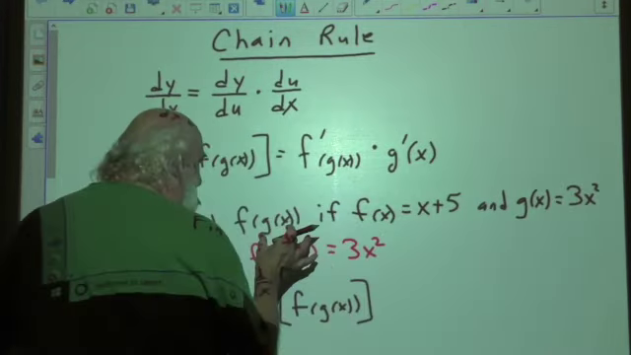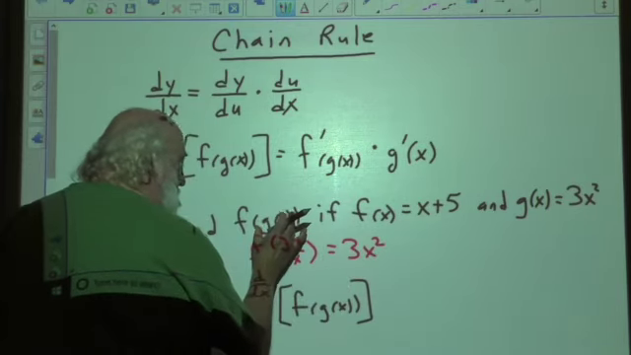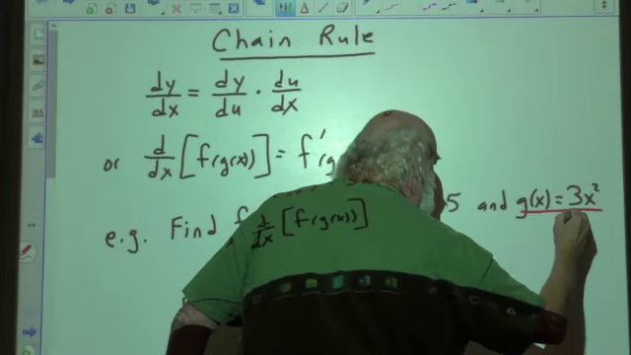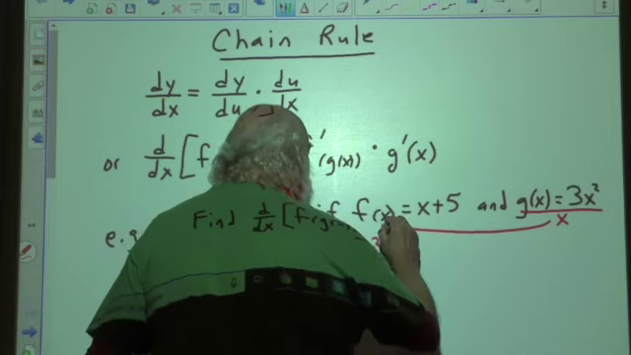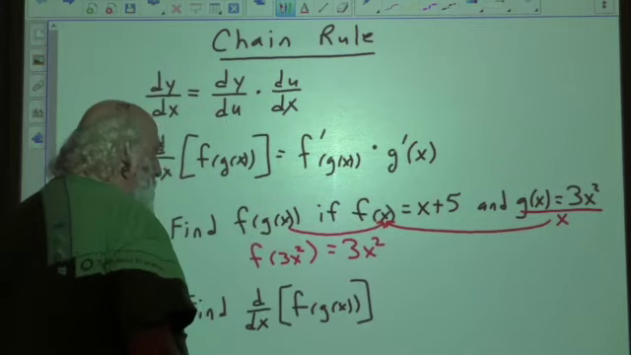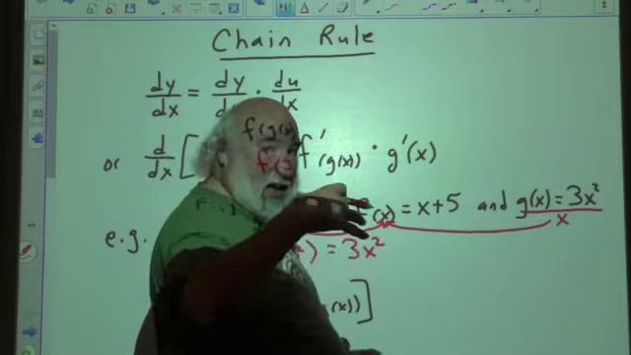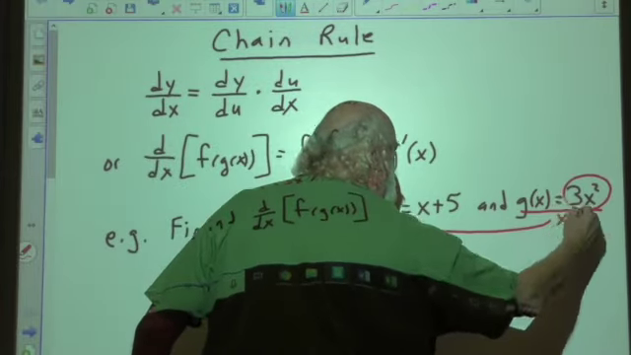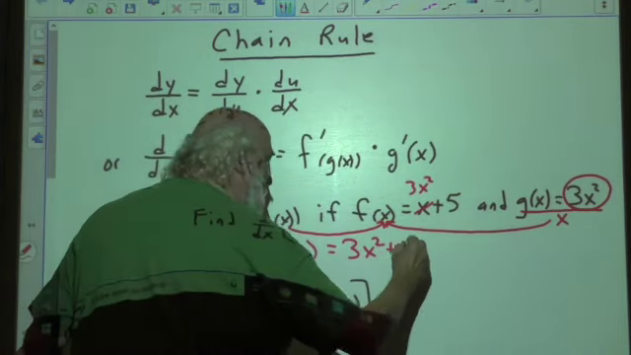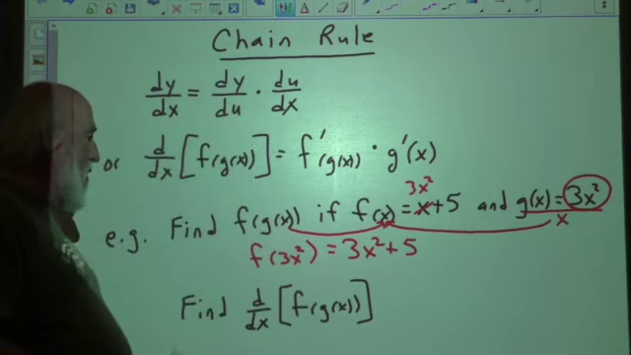This is the x part of this part right here. If f of x is that, then that is what came from this. So we're saying that this right here is the x here that was represented by this. So we take the g of x and replace it with x, and now the other x is to be replaced by 3x squared. And so that gives us 3x squared plus 5 for our function of g of x, or function of 3x squared, same thing.